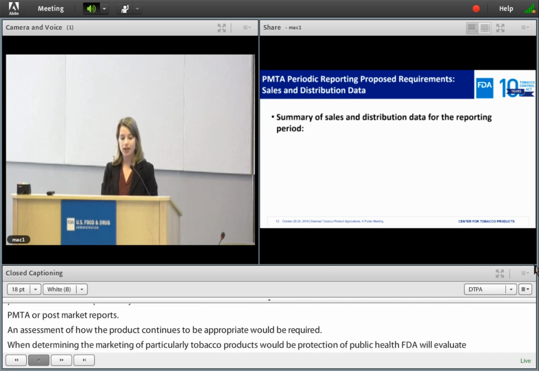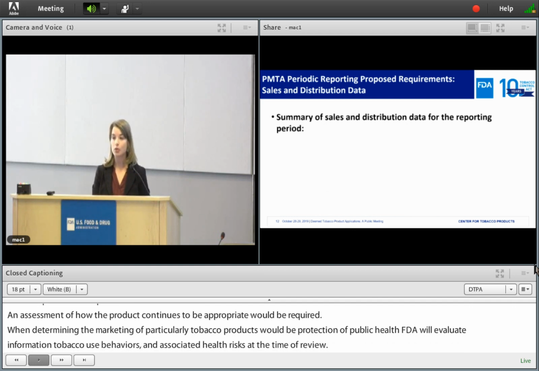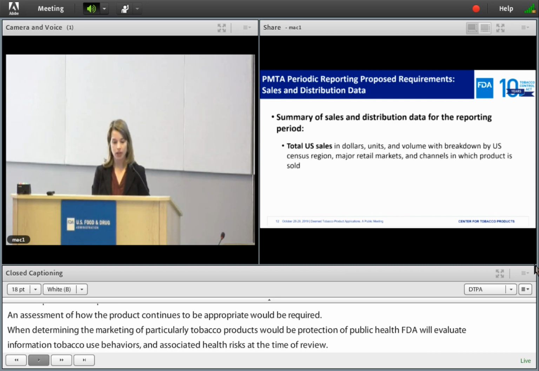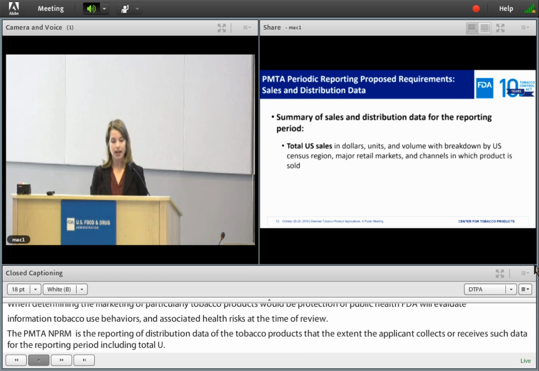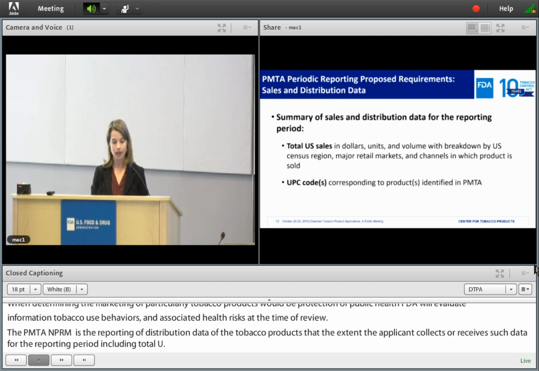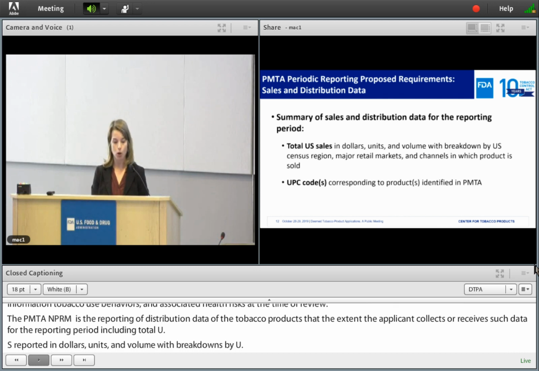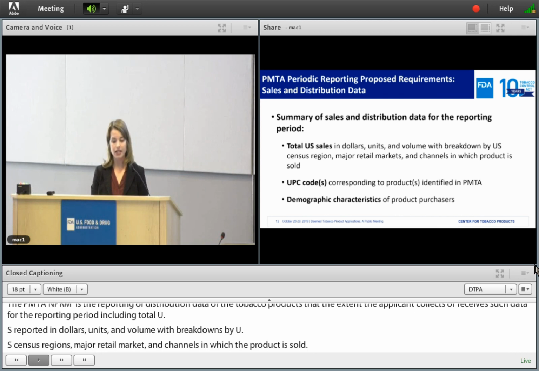The PMTA and PRM proposes the reporting of a summary of sales and distribution data of the tobacco product to the extent that the applicant collects or receives such data for the reporting period, including total U.S. sales reported in dollars, units, and volume, with breakdowns by U.S. Census region, major retail markets, and channels in which the product is sold, the universal product code or codes that correspond to the product or products identified in the PMTA, and demographic characteristics of product purchasers, such as age, gender, and tobacco use status.